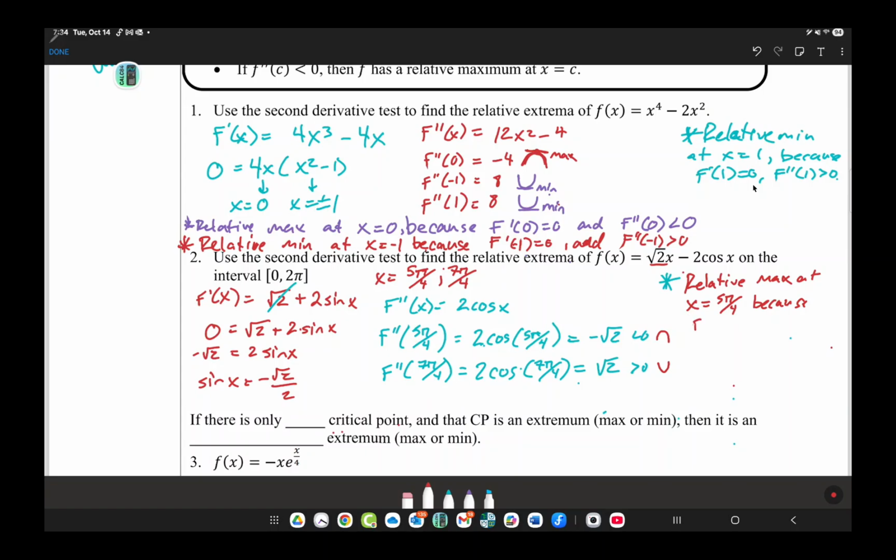because f prime of 5 pi over 4 is equal to 0 and f double prime of 5 pi over 4 is less than 0. We have a relative minimum at x equals 7 pi over 4 because f prime of 7 pi over 4 is equal to 0 and f double prime of 7 pi over 4 is greater than 0.